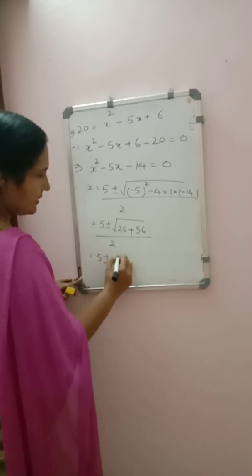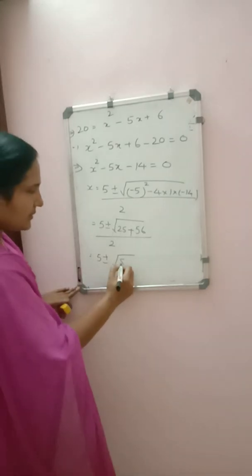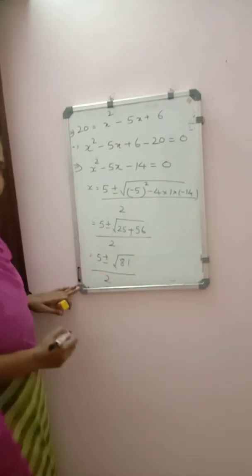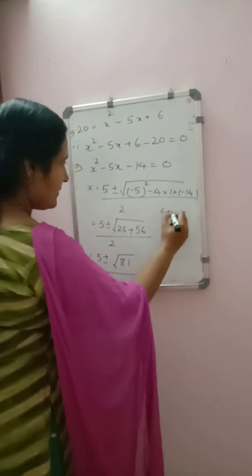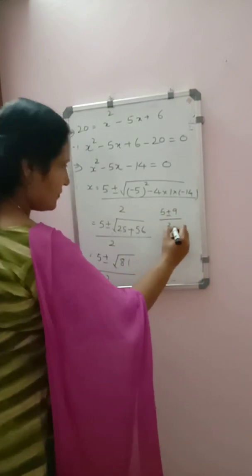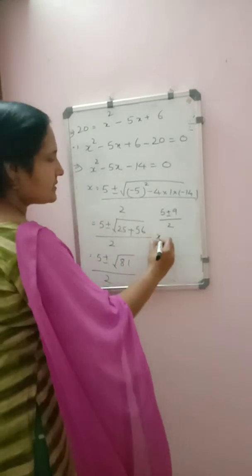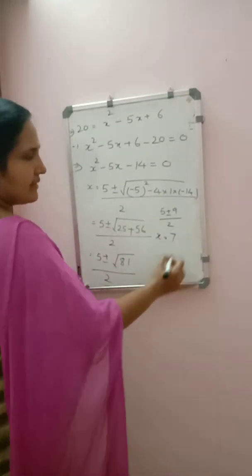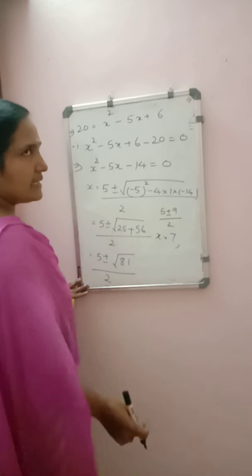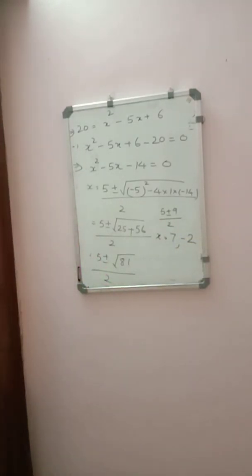5 plus or minus square root of, you can do the addition, so it will be equal to 81 by 2. And we know square root of 81 is 9. So 5 plus or minus 9 by 2. In first case we can take plus 9 and second case we can take minus 9. So x is equal to 5 plus 9, 14 by 2, 7. And in second case 5 minus 9, minus 4 by 2 is equal to minus 2. So in both the cases answer will be correct.